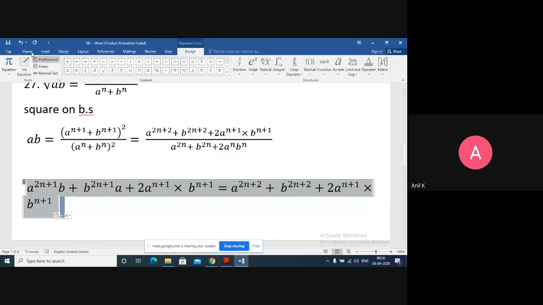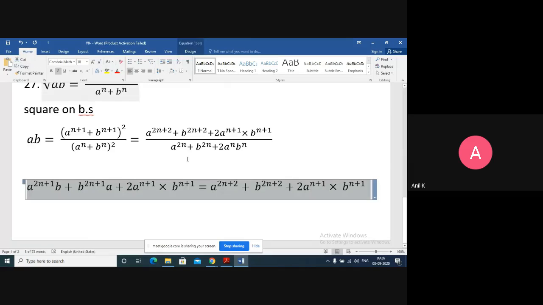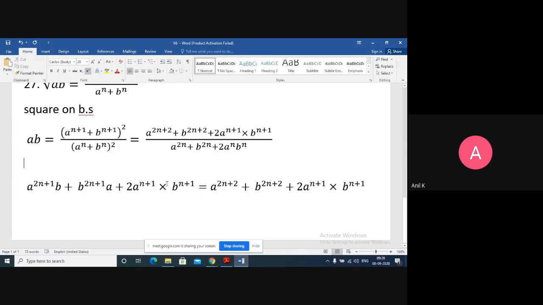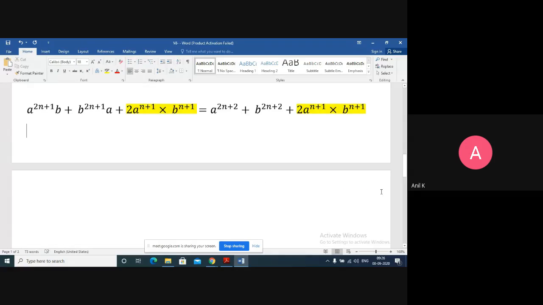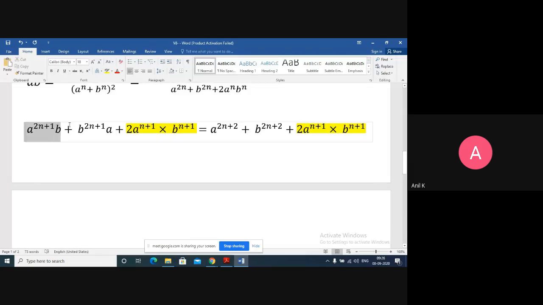Let me decrease the fonts. Yeah, so this is what I get after transforming the terms from LHS denominator to LHS. Now if you observe carefully, there are like terms which can get cancelled. So these two terms will get cancelled. Now what you are left with on the LHS is this term, let me copy it here. This is what we are left with in LHS, which equals what we are left with in RHS, this term.